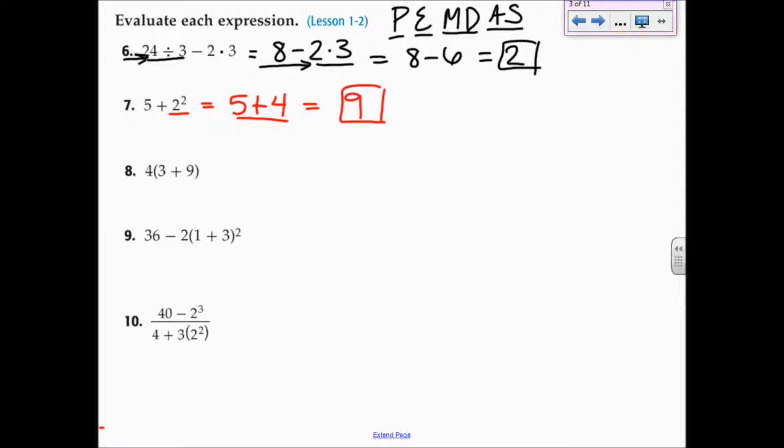Number 8, we have parentheses, and whatever's in the parentheses needs to be done first. So I'm going to do the 3 plus 9 first, which is 12. And since that's the only thing that was in the parentheses and now it's a number, I can write it without parentheses. And since the 4 was right next to the parentheses, it means multiply. So it's been simplified down to 4 times 12. I don't have exponents, so I do the multiplication and division next. 4 times 12 is 48.